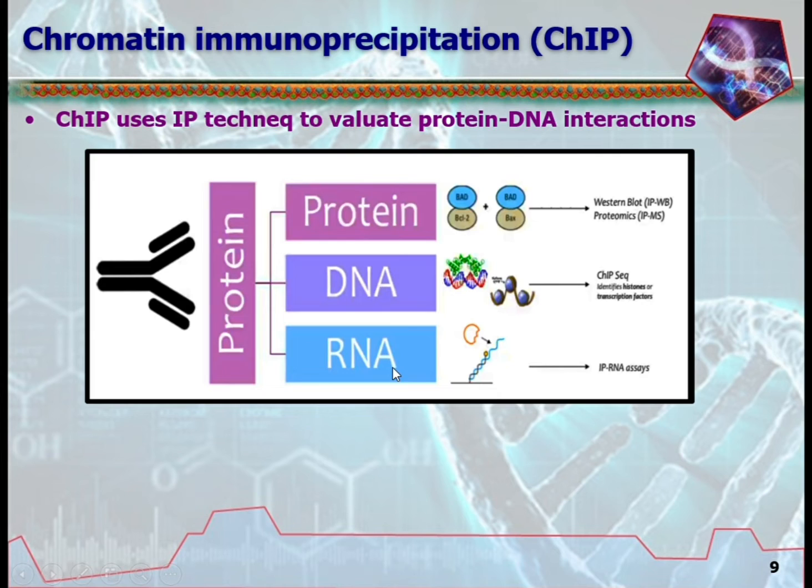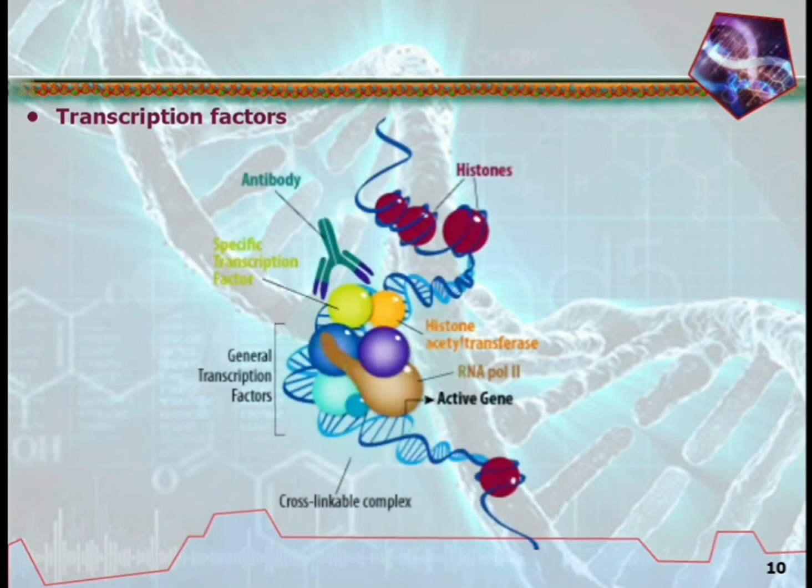RNA. In ChIP technique, we use immunoprecipitation to study the interactions between proteins and the DNA in the chromatin. These proteins might be histones or transcription factors. Let's say that we've identified a new transcription factor, yet we don't know which gene it regulates. ChIP technique can tell us the answer.